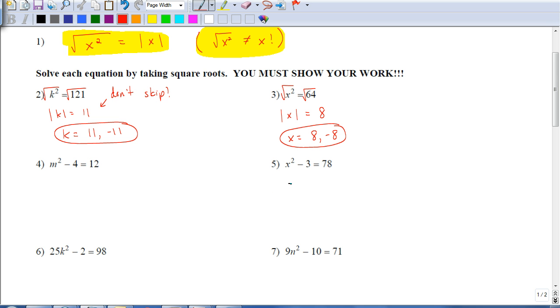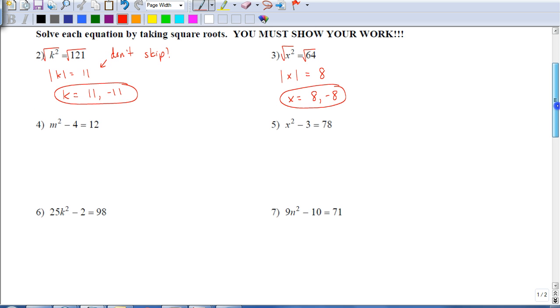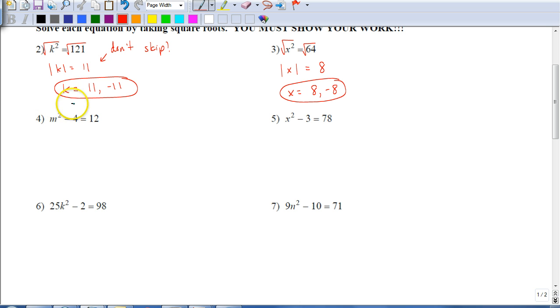Well, let's start looking at some problems that are more difficult. Let's look at number 4 here. For this one, by the way, you always want to take care of the square root at the very end. So I don't start with the square root. Don't get overzealous. Don't think that, oh, I see a square there, I have to take the square root of it. You do that at the very end, meaning we want to isolate the variable. We want to get the m squared by itself.